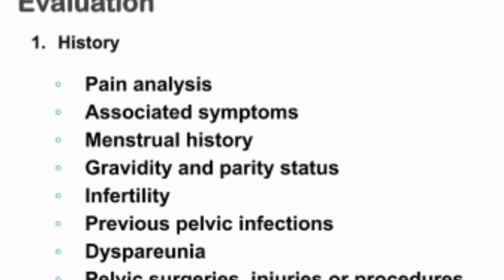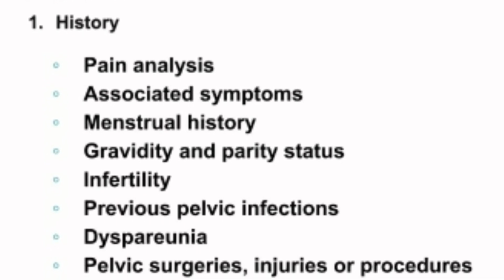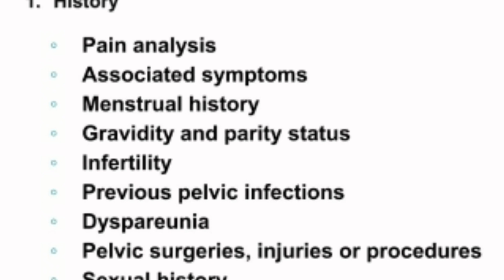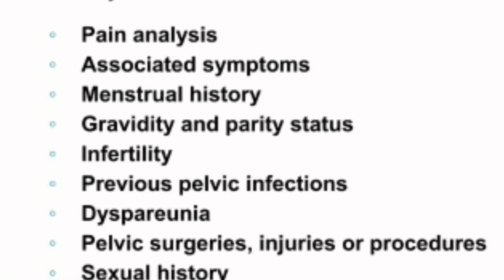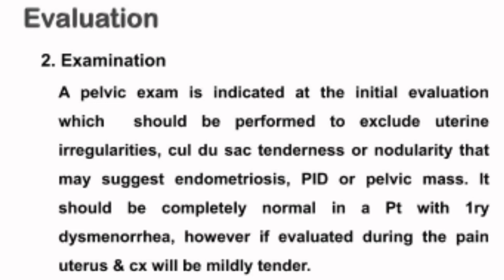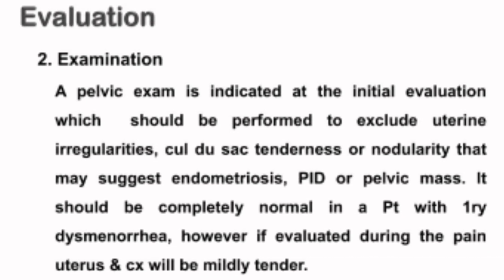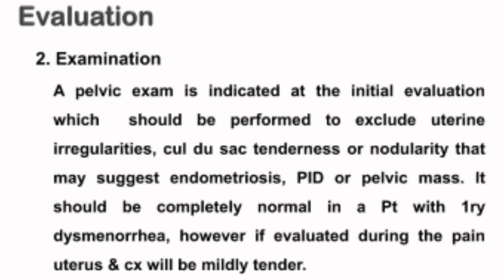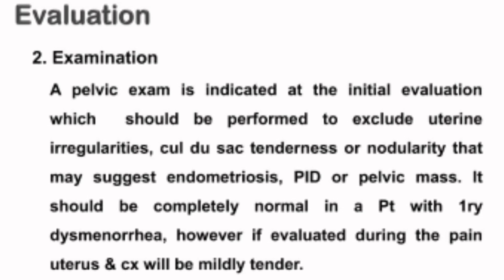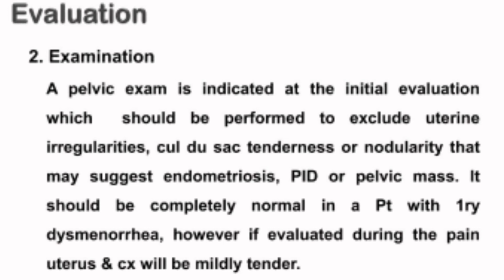History collection from the patient: pain analysis, associated symptoms, menstrual history, gravida and parity status, infertility, previous pelvic infections, dyspareunia, pelvic surgeries, injuries, or any procedures. Sexual history also. Examination: a pelvic exam is indicated at initial evaluation, which should be performed to exclude uterine irregularity, cul-de-sac tenderness, or nodularity that may suggest endometriosis, pelvic inflammatory disease, pelvic mass. It should be completely normal in a patient with primary dysmenorrhea. However, if evaluated during the pain, the uterus and cervix will be mildly tender.